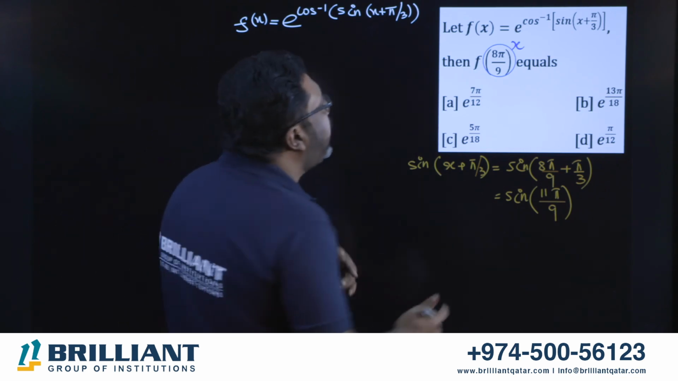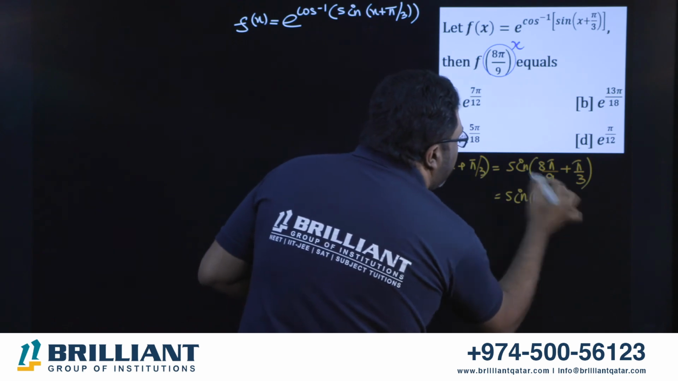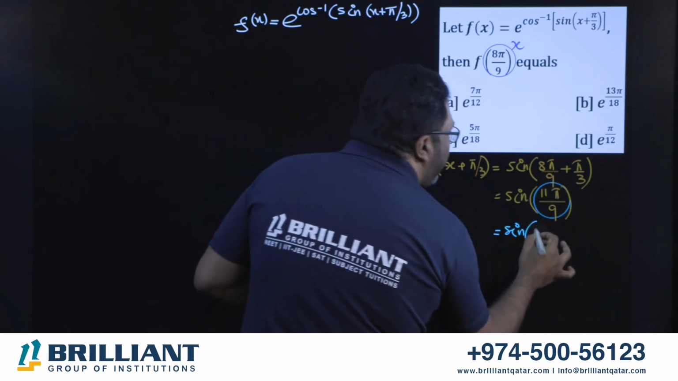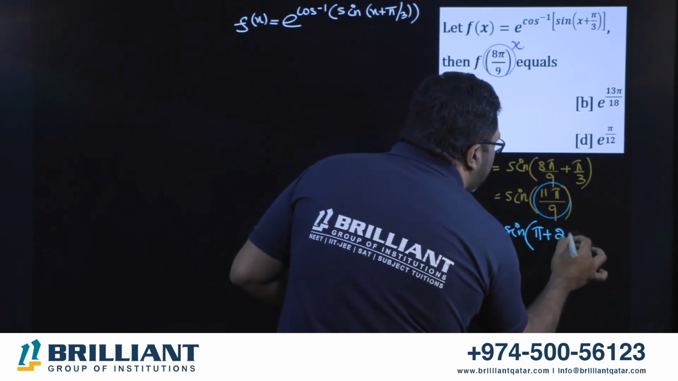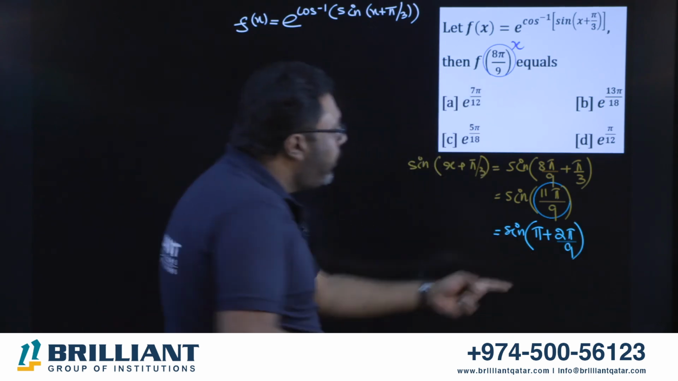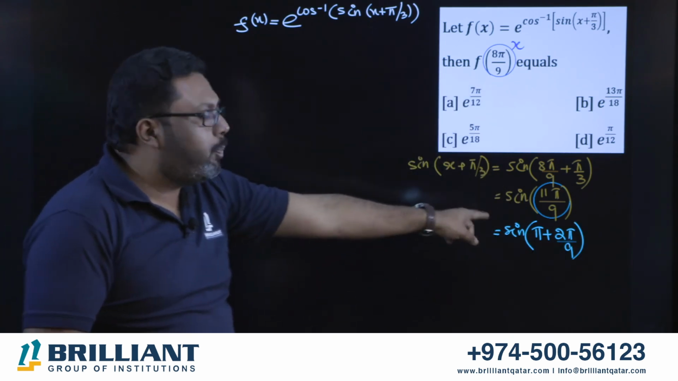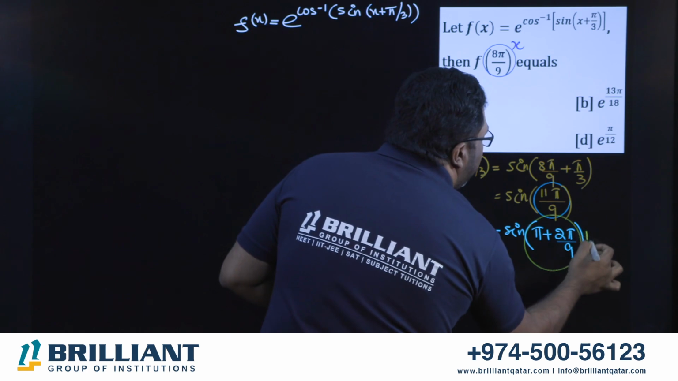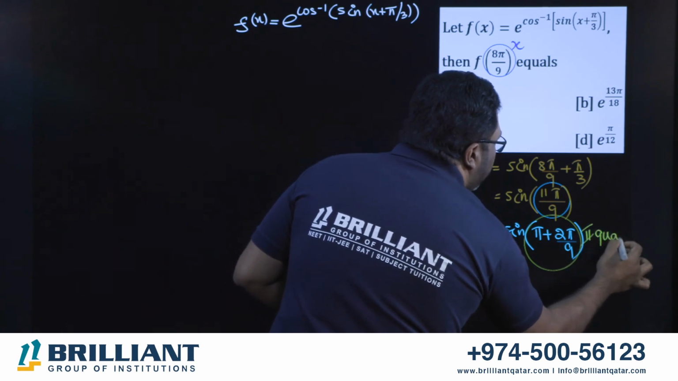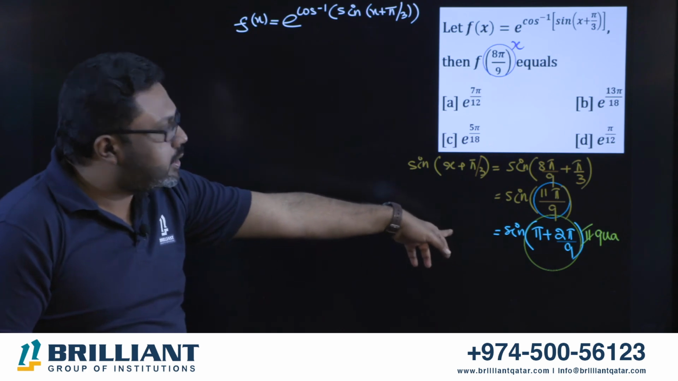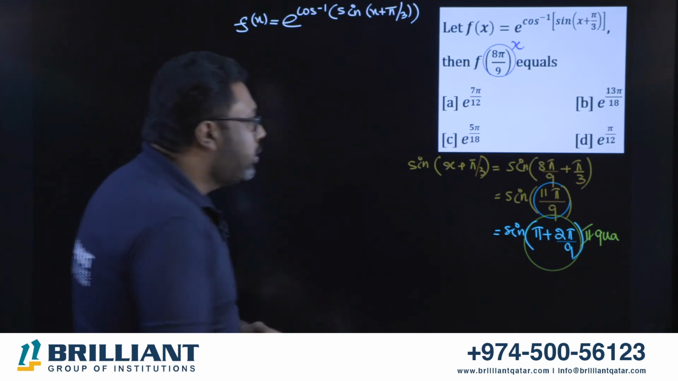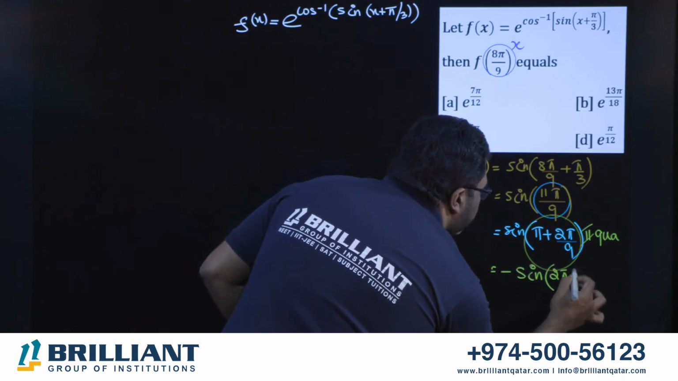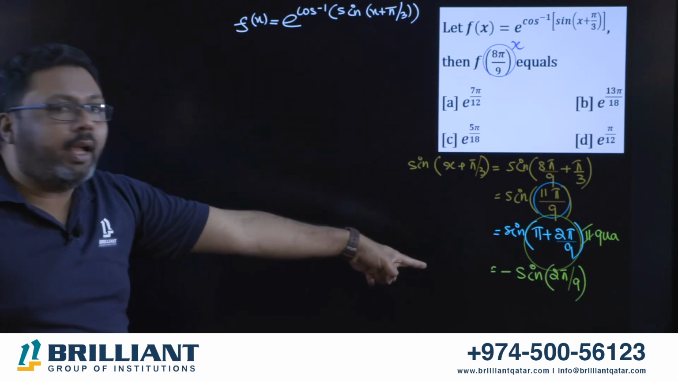So 11 pi by 9 is going to be reduced as sine of 9 pi plus 2 pi, which is pi plus 2 pi by 9, which is in the second quadrant. In the second quadrant, what is the sign of the sine function? Negative. So this can be written as minus sine 2 pi by 9. What is the answer? Minus sine 2 pi by 9.